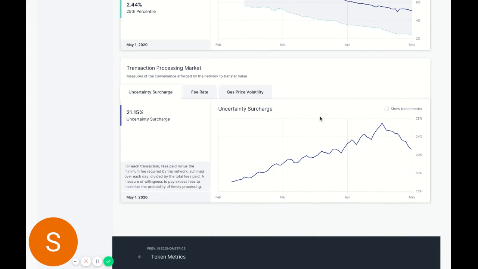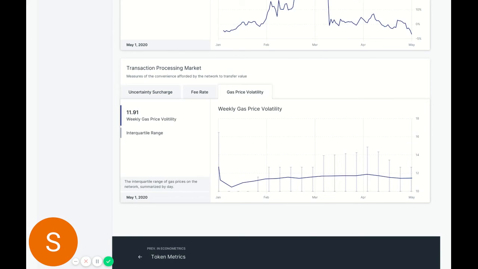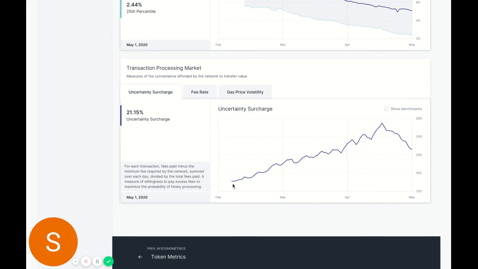And if you look at their gas price volatility, this metric mirrors what has been happening with their gas price volatility. So these bars indicate variation within days of gas prices, and you can see the volatility has been going up over the past couple of months. And so it makes sense that in response to this volatility, the uncertainty surcharge has also gone up.